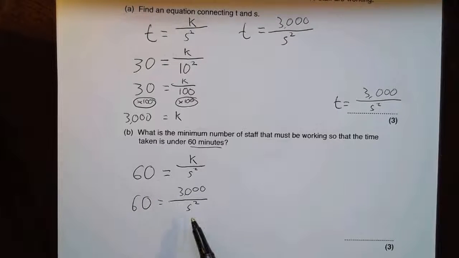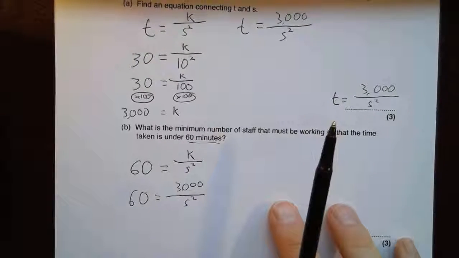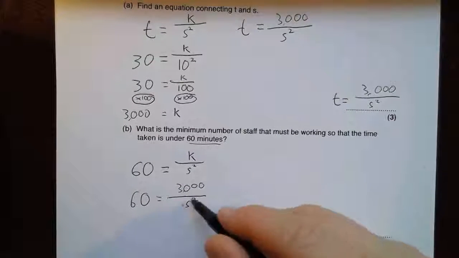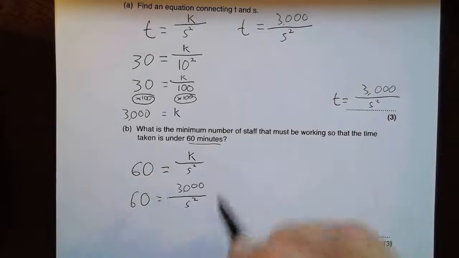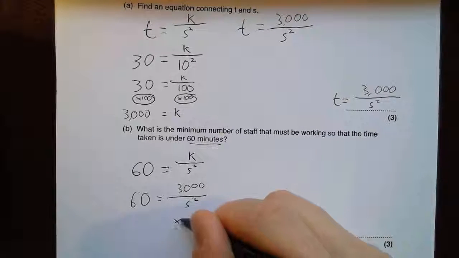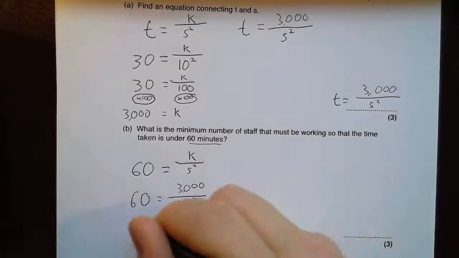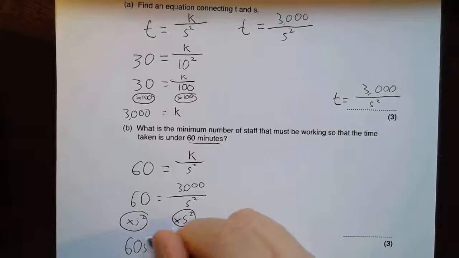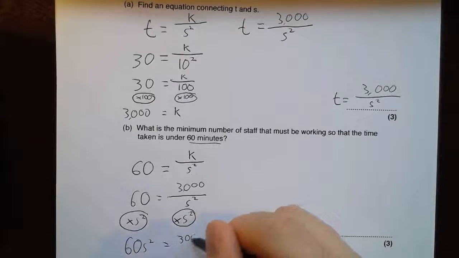Right, just need to rearrange this to work out how many staff I need if my time is 60 minutes. So I'm going to need to make S the subject, the number of staff. So I'm going to times by S squared, both sides, times this side, times this side. So I've got 60 S squared equals 3000.